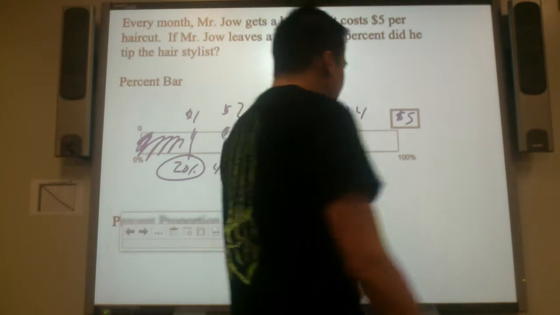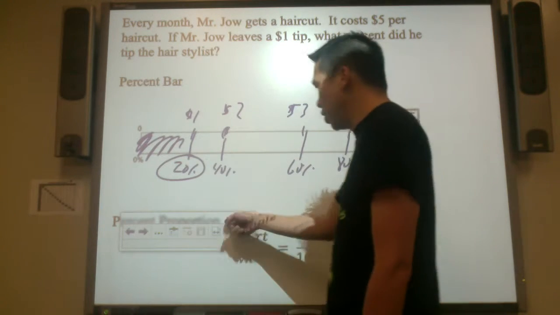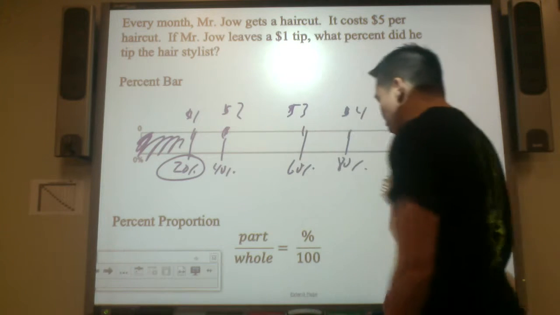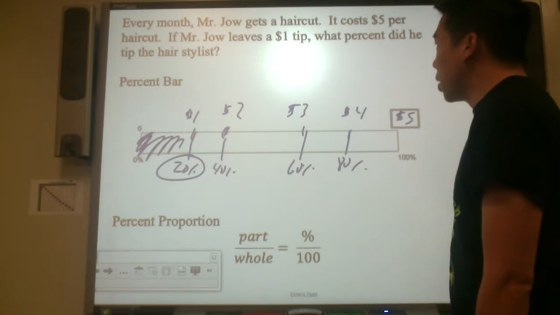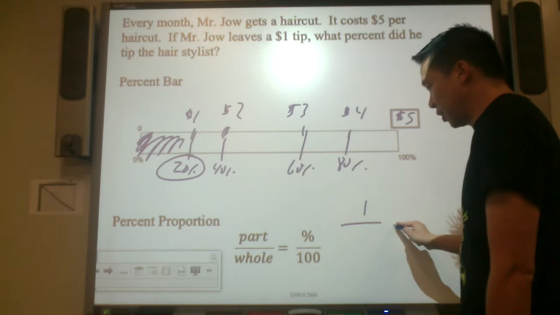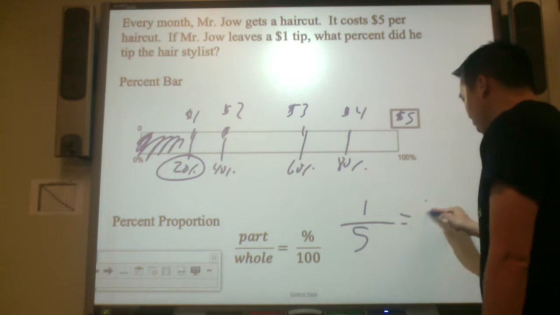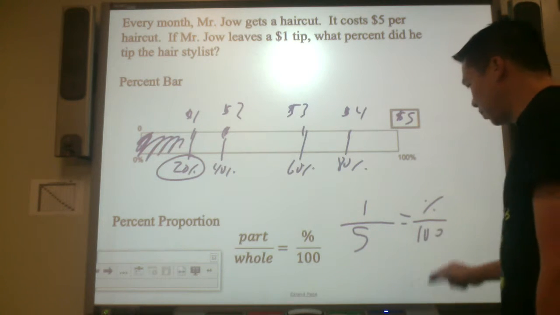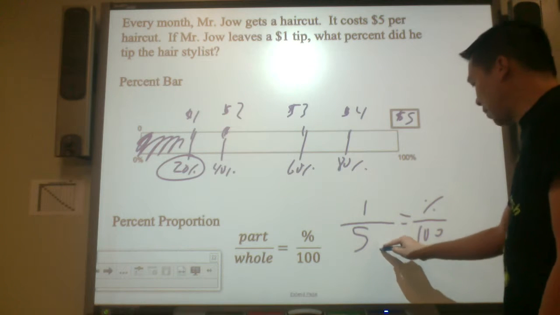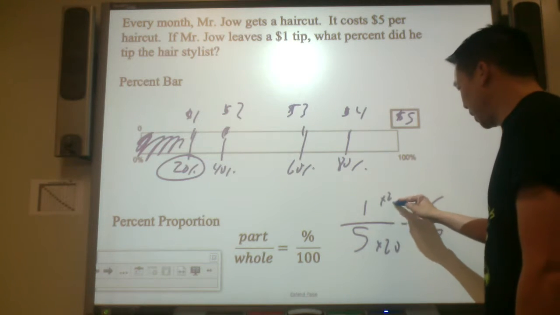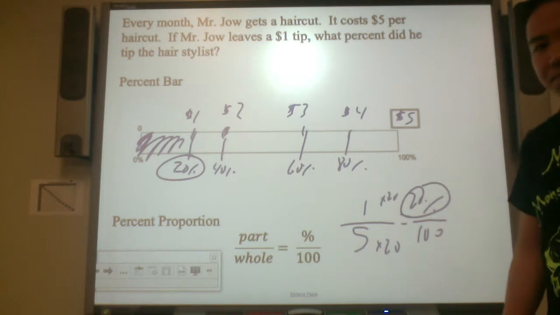Maybe you don't like using a percent bar. Maybe you rather prefer to use a percent proportion. So what part did I leave behind? $1. The whole price was $5. What percent did I tip her or him? I scale it up by 20, I get a 20% tip.